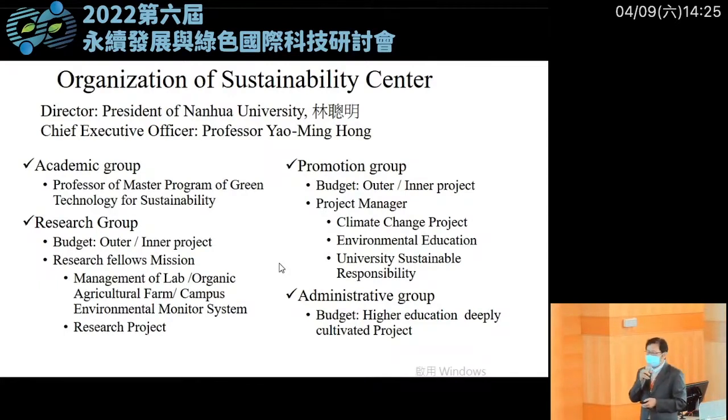In our center, we want to do something, so we separate into 4 groups. The first is the economic group. Its members are the professors of the master program of green technology for sustainability. The second is the research group. Our projects come from our school, and some come from outside our school. Our mission includes the organic agriculture farm and some campus environmental systems.